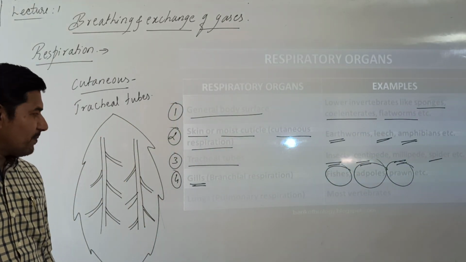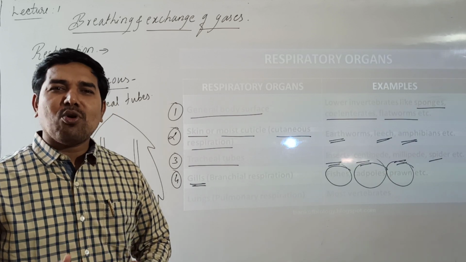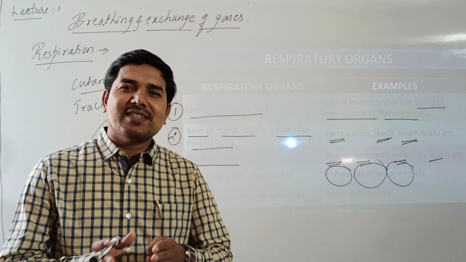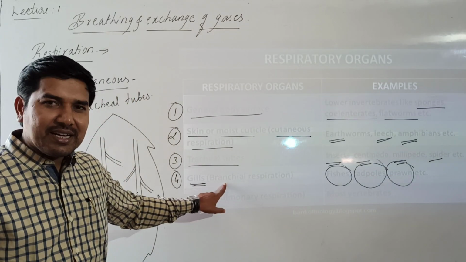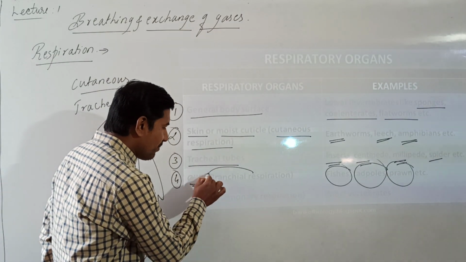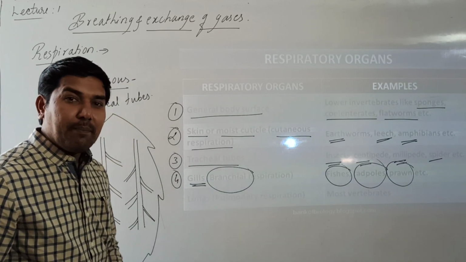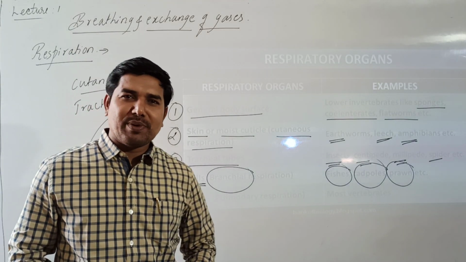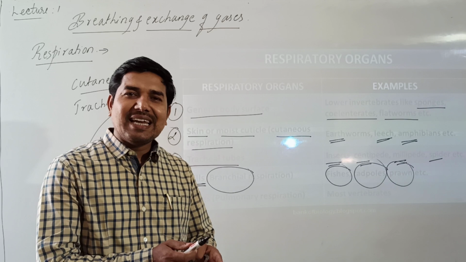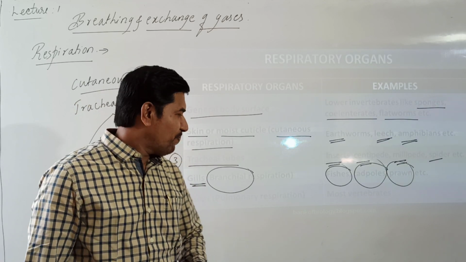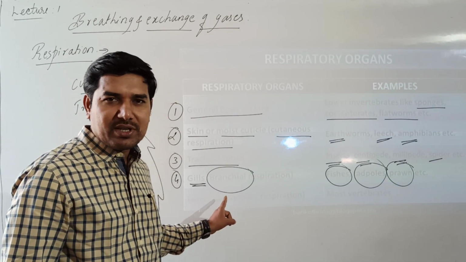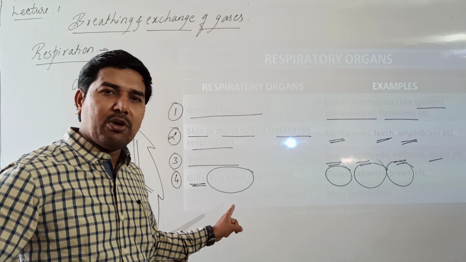Look at the process here. If respiration occurs through the gills, such type of respiration is called branchial respiration. This term is most important. Now, what is branchial respiration? Respiration through the gills. What is cutaneous respiration? Respiration through the skin.